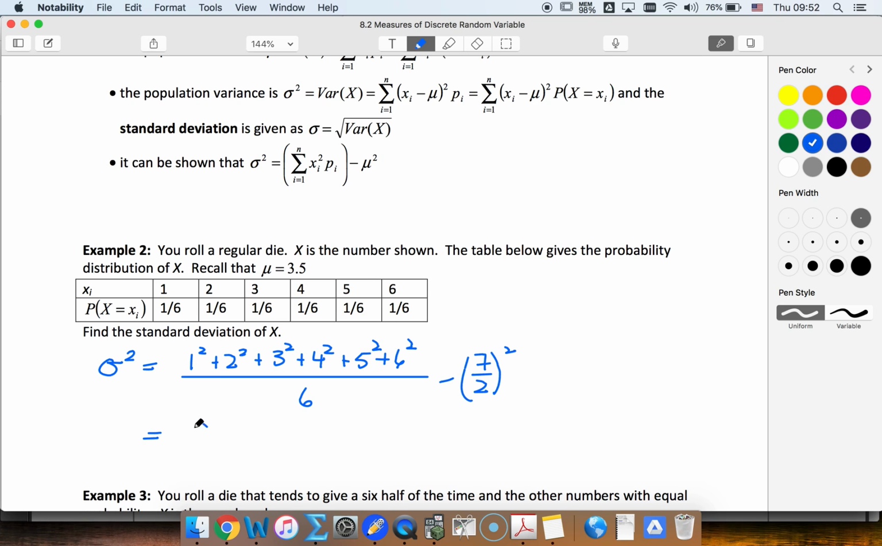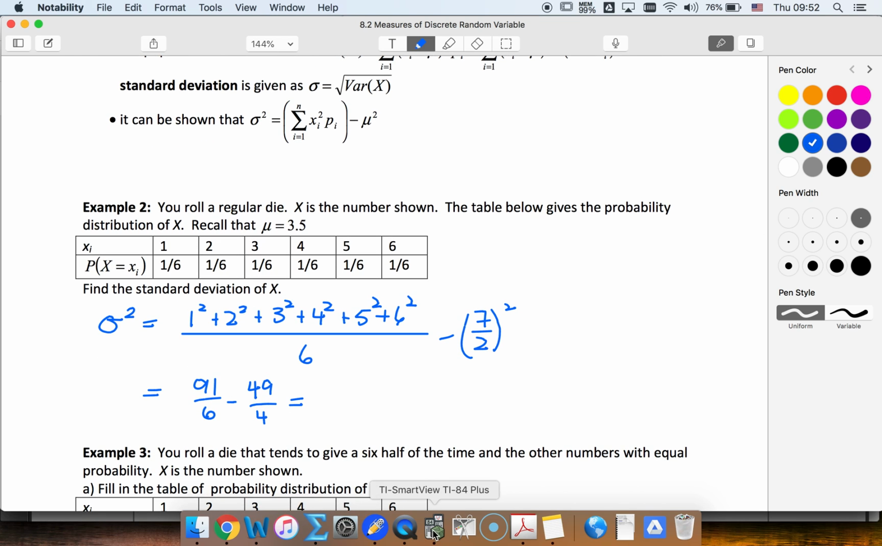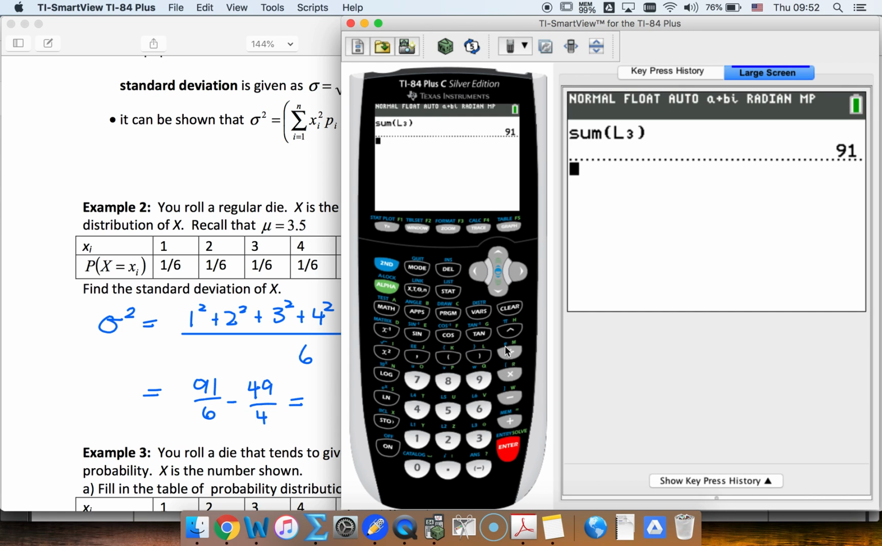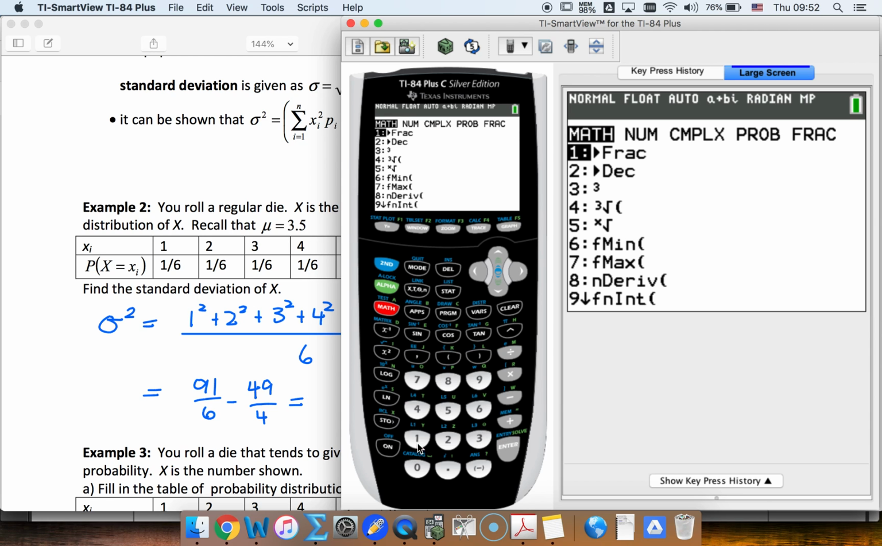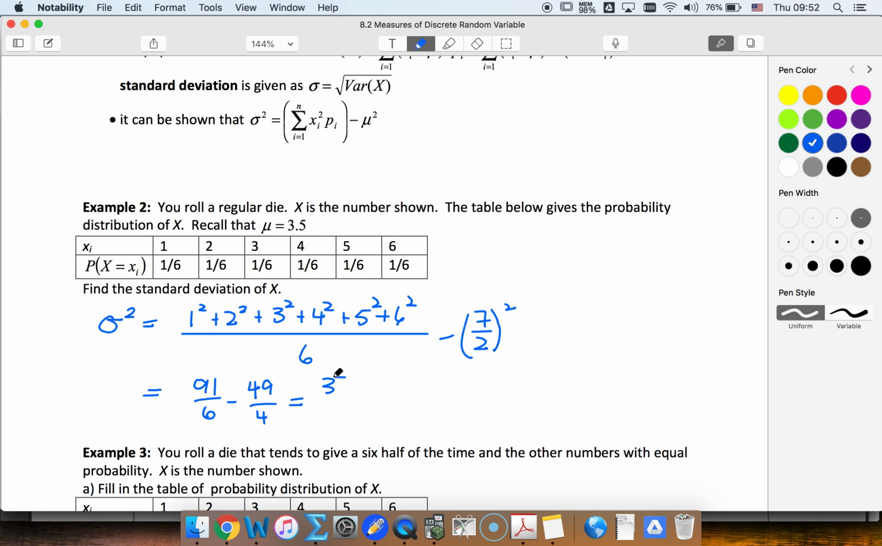So I'm going to end up with 91/6 minus 49/4. That's going to give me my variance. Of course, if I had my calculator, so 91/6 minus 49/4, and then I'm going to take that and turn it into a fraction, and I get 35/12.